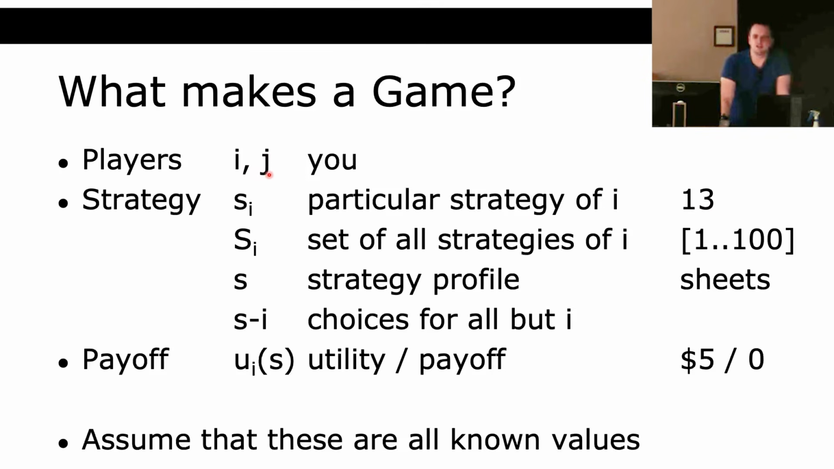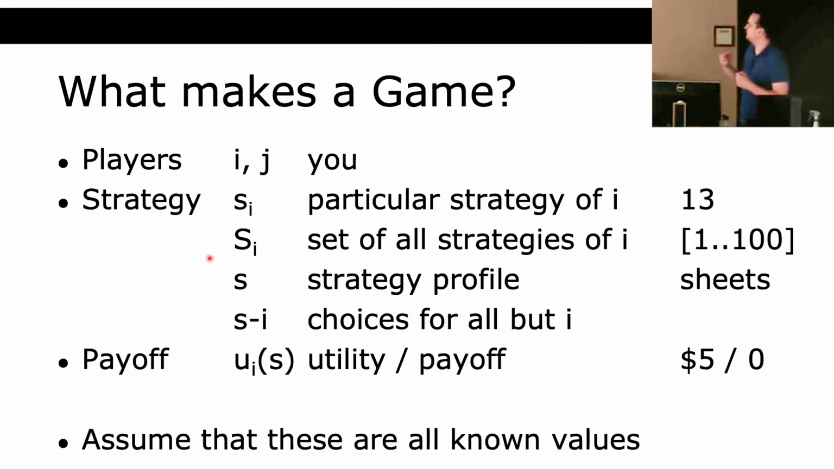So the players I, J, K, everyone here, if we had more letters, everyone would get a letter. A strategy, S sub I, is the particular strategy of player I, meaning that is the choice that player I made. So if you chose 13, you chose 71, whatever, that is the strategy S sub I, okay? And if you were player Q, S sub Q would be the thing that you chose. Capital S sub I is the set of all strategies for player I, meaning it is the set of all things that you could have done, right?